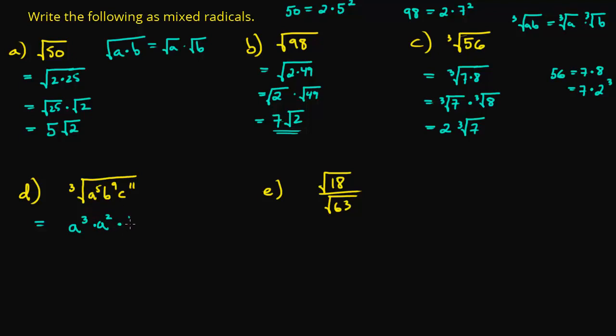And I'll keep this as b to the power of 9. You'll see why I'm doing this in a second. And then I've got times c to the power of 9 times c to the power of 2. And again, c to the power of 9 times c to the power of 2 is c to the power of 9 plus 2, which is 11. So I've got the cube root of all this.